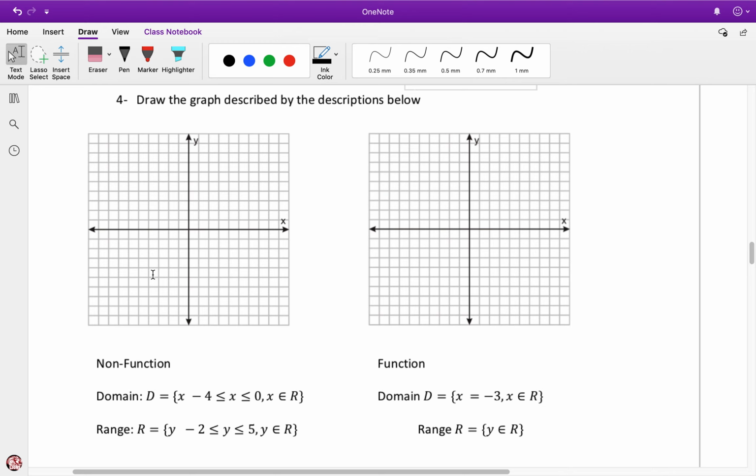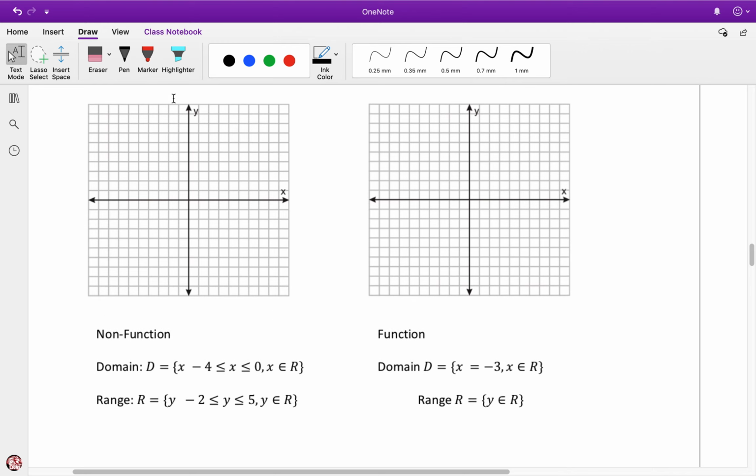So now I have to draw this. It wants me to make sure I draw a non-function. So I have to remember that. Let's draw my barriers. My barriers is greater than -4. So 1, 2, 3, 4. I'm going to put a line right there, and it's less than 0. Then going here, it's greater than -2. 1, 2. And less than 5. 1, 2, 3, 4, 5.